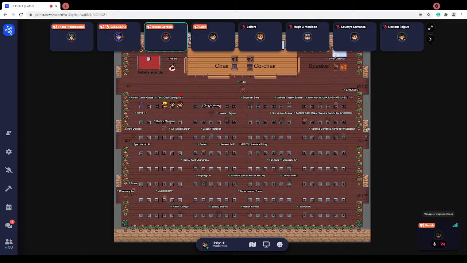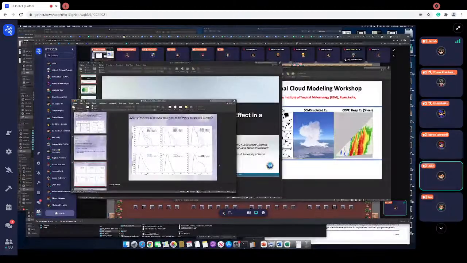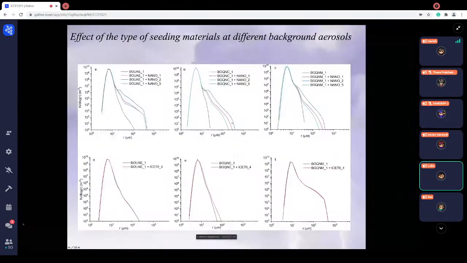Last. Sorry, we cannot see your slide. Oh, sorry. Lulin, can you share your screen again? Yeah, my shared screen went out somehow. Sorry about that. Here we go. Can you see it? Yes.